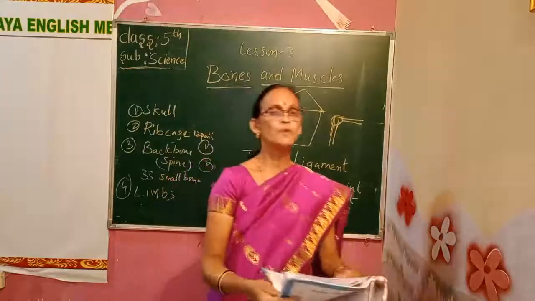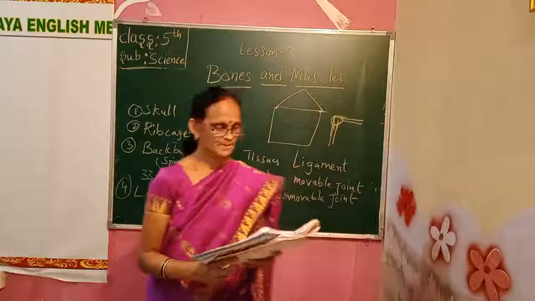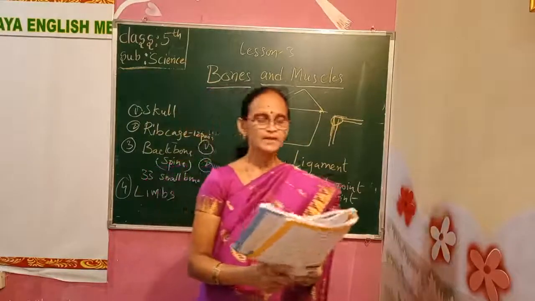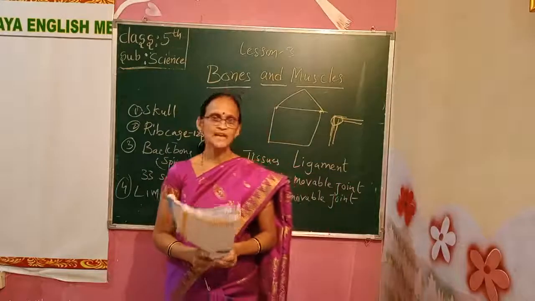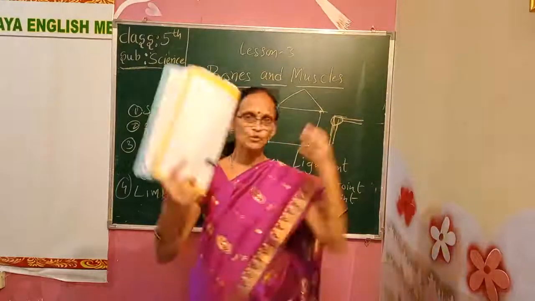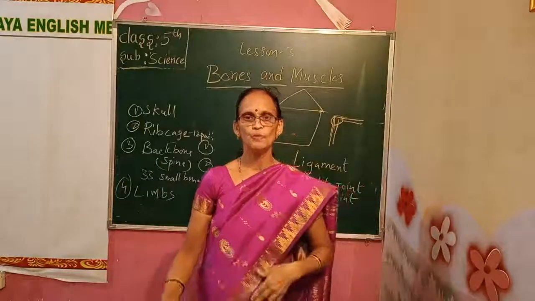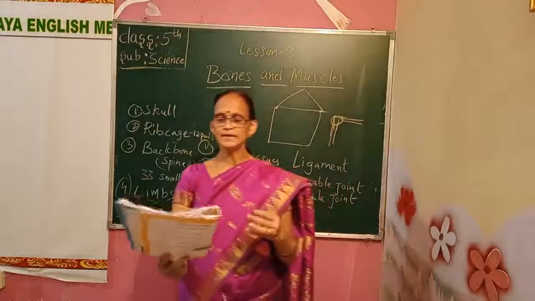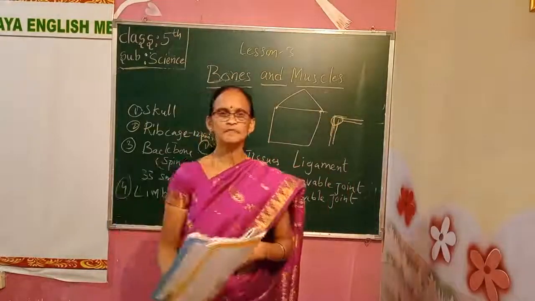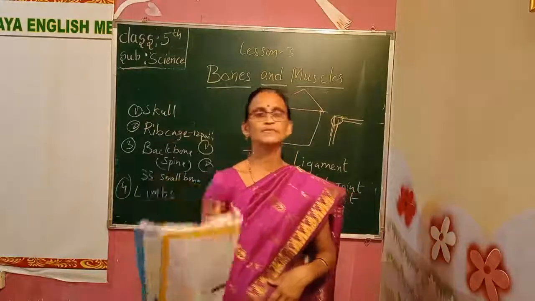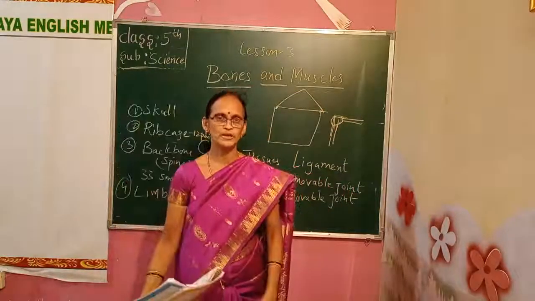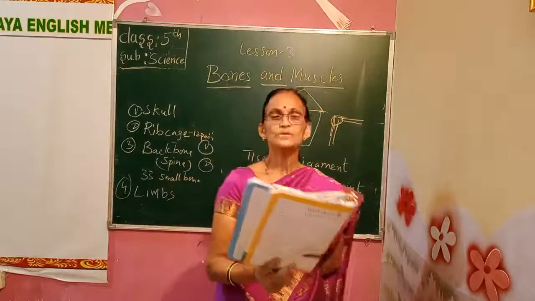Our body is made up of 206 bones. Bones give shape and size to our body. It is a framework of so many bones. With the shape and size of the bones, you get the shape of the body.